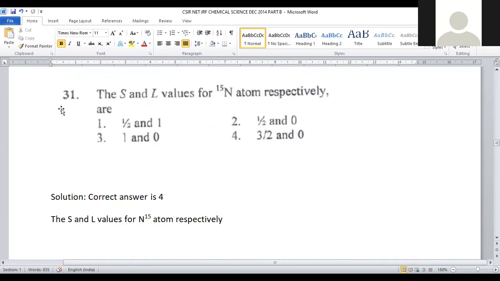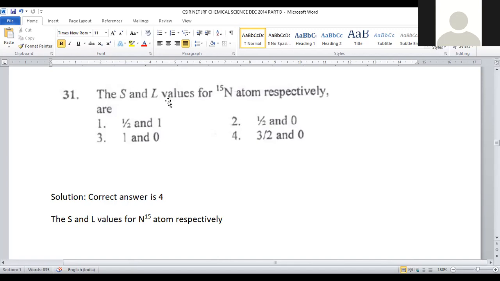Let us move on to question number 31. This is a question from group theory. The S and L values of the nitrogen-15 atom, respectively. If you are taking nitrogen-15, this is an isotope of nitrogen-14. In any isotope, the number of electrons and protons is the same, and only the number of neutrons deviates. That's the reason why the mass number changes, but not the atomic number, right? So this is the important concept we have to learn.